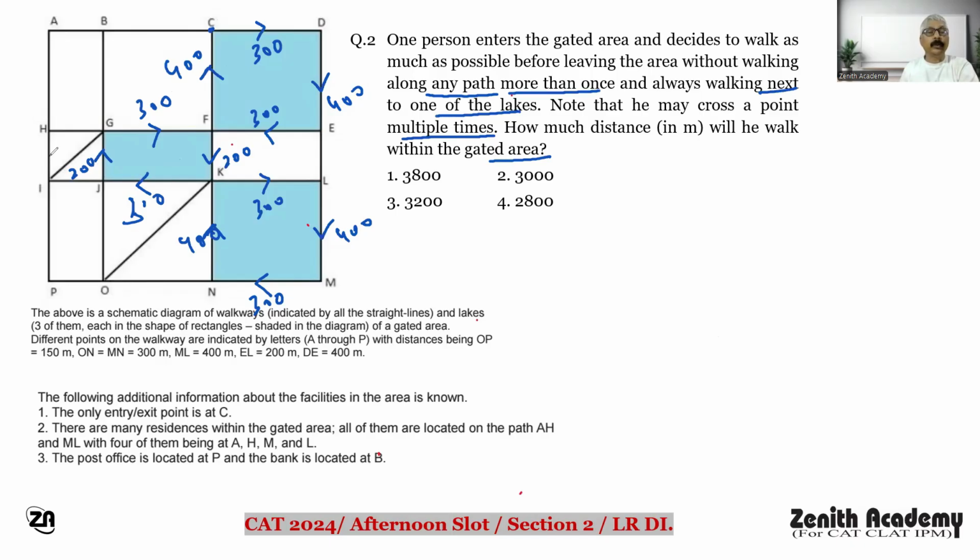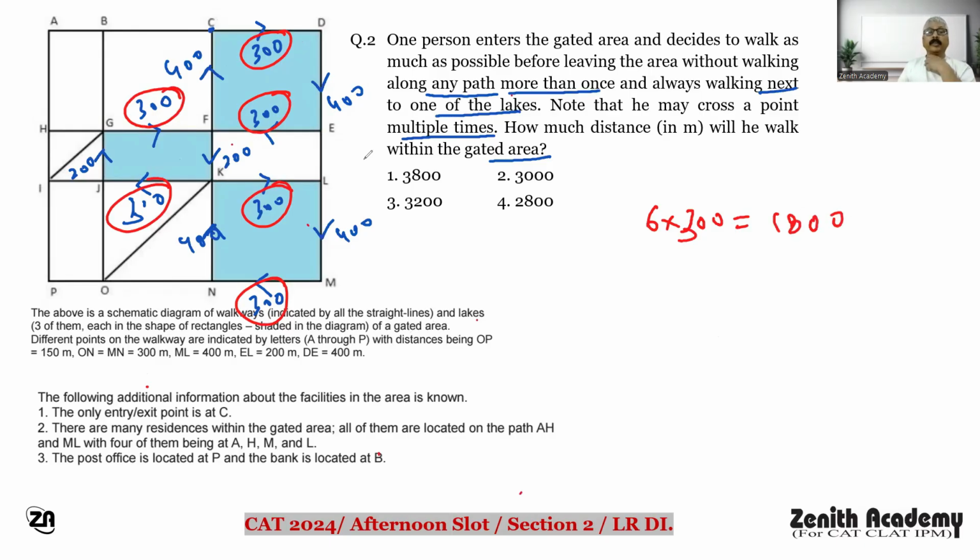Okay, so now simply count. 1, 2, 3, 4, 5, 6. So 300 horizontal lines, 6 times 300 is 1800. Then after this, 400 vertical lines: 1, 2, 3, 4. So 4 times 400 is 1600.